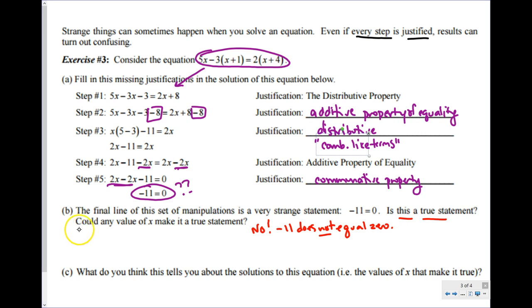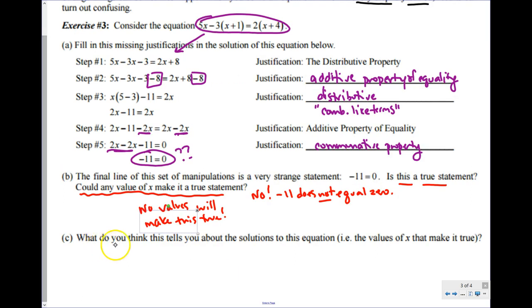What's the second question? Could any value of x make a true statement? The answer to this is no. What happens is that if you can justify every step of your equation and you get something where at the very end the two numbers are not the same, that means that that equation is a false equation. So no values will make this true. No matter what we put in, nothing will work.